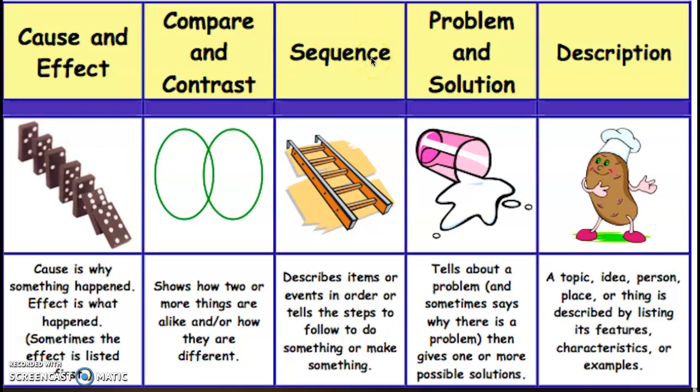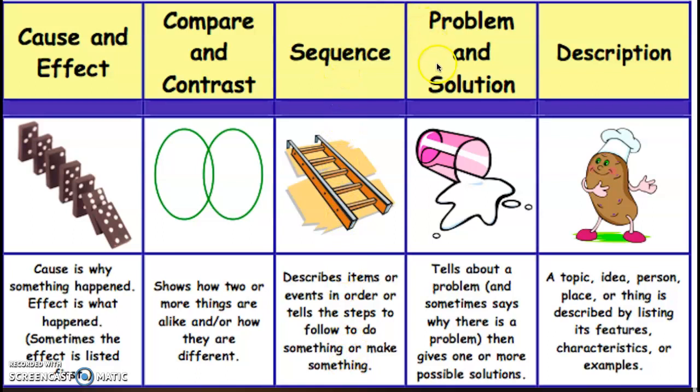Another text structure is sequence. Now, sequence is just another name for order. So sometimes an author writes in a certain sequence or in a certain order. Sometimes an author does this to tell the steps of something to follow, or something to make, or something to do. And this is called, once again, sequence.